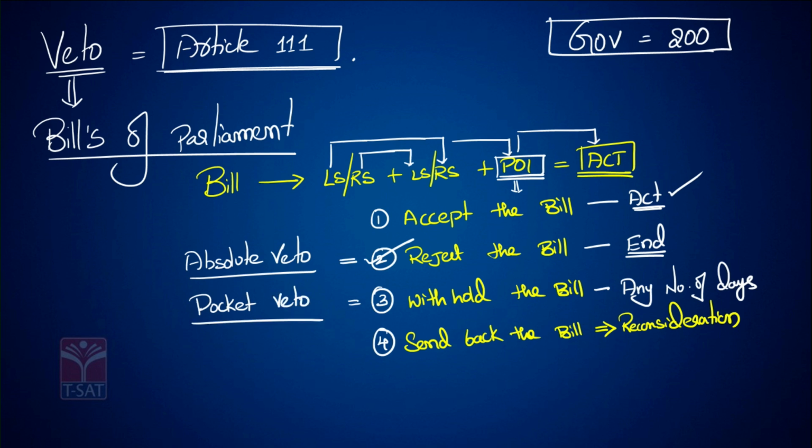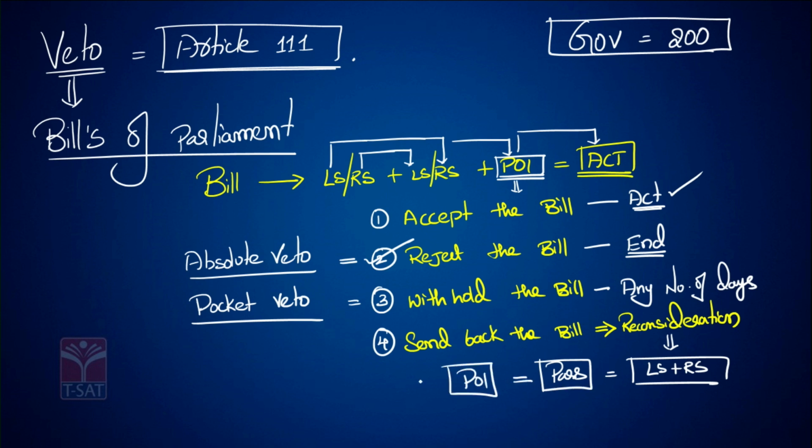The President can also send back the bill for reconsideration. It is sent to Lok Sabha and Rajya Sabha again. If Lok Sabha and Rajya Sabha again pass the bill and it is with the President of India, here the President has to accept only. The President has to accept the reconsidered bill. He cannot again reject it or use any other option. And this is called suspensive veto.